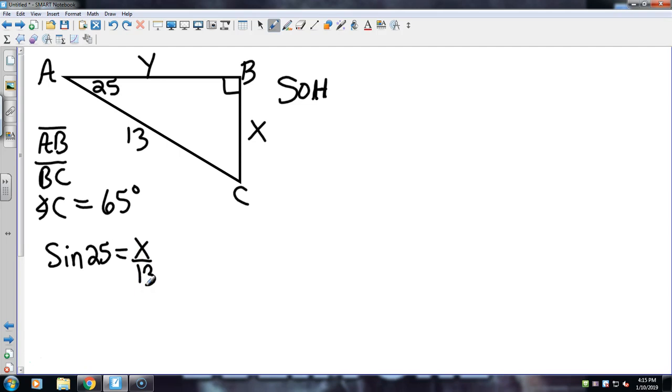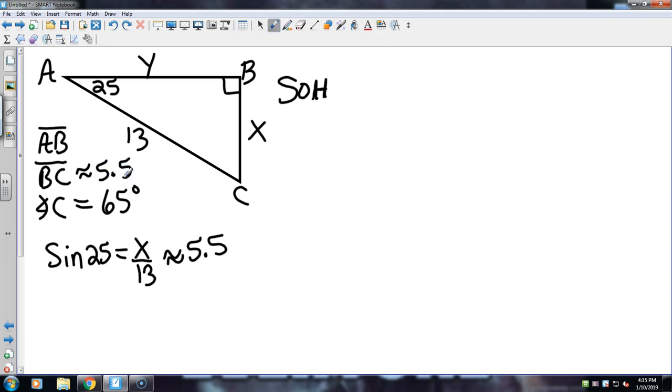If I take the sine of 25, just hit your sine button, and then multiply that times 13, that's going to be approximately 5.5. And so BC is approximately 5.5.